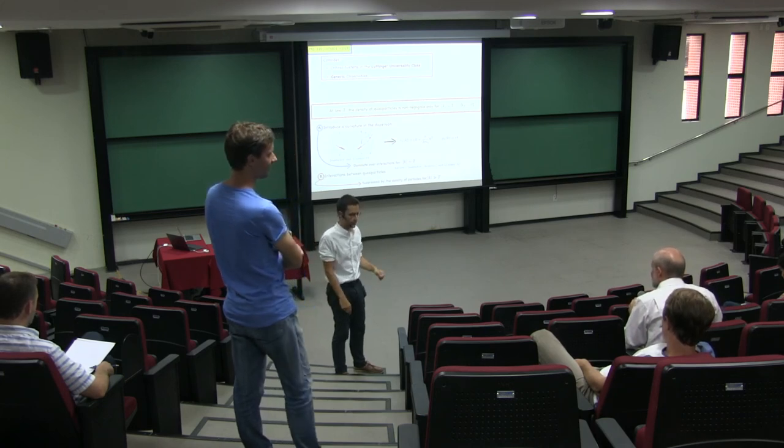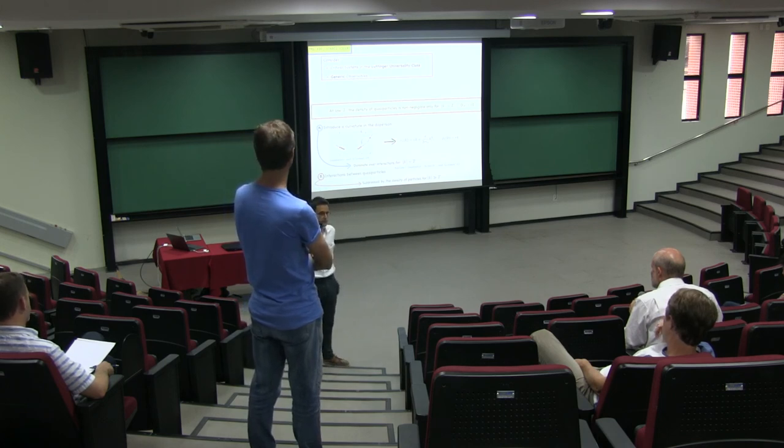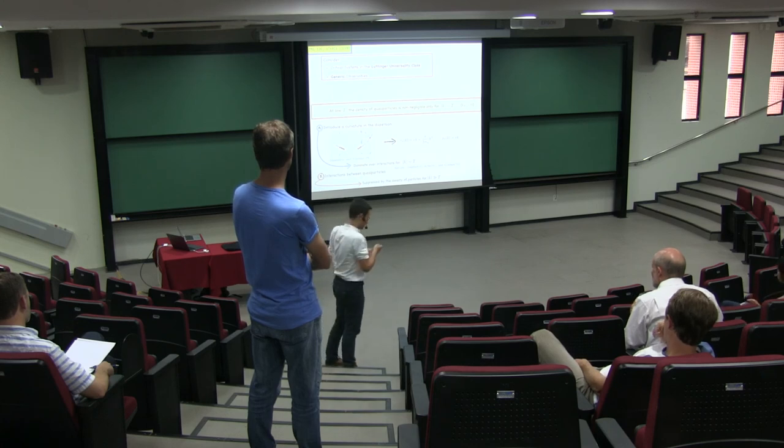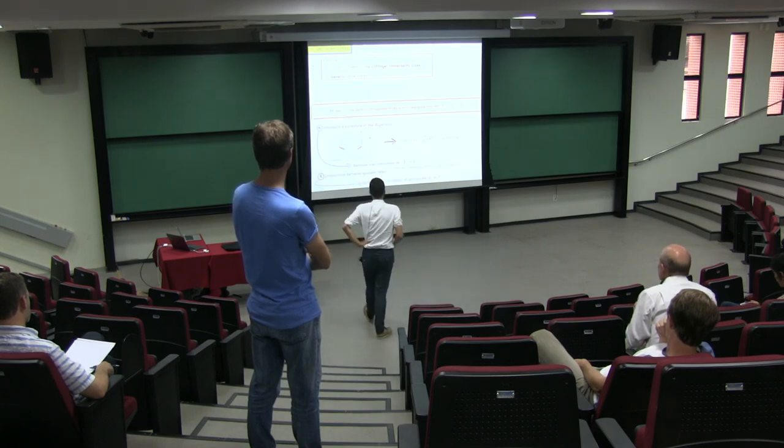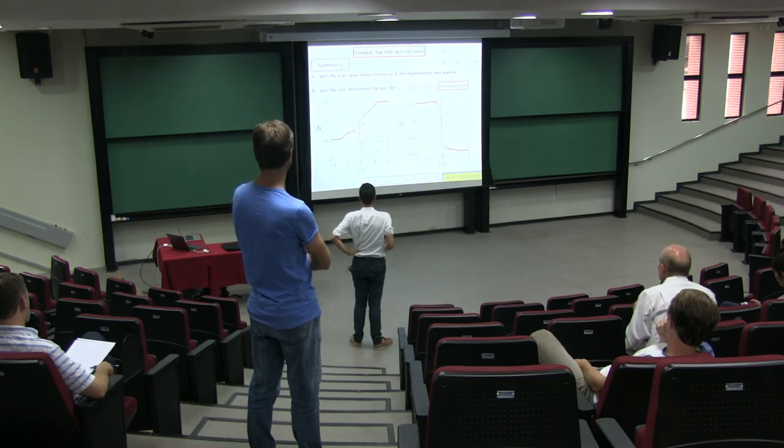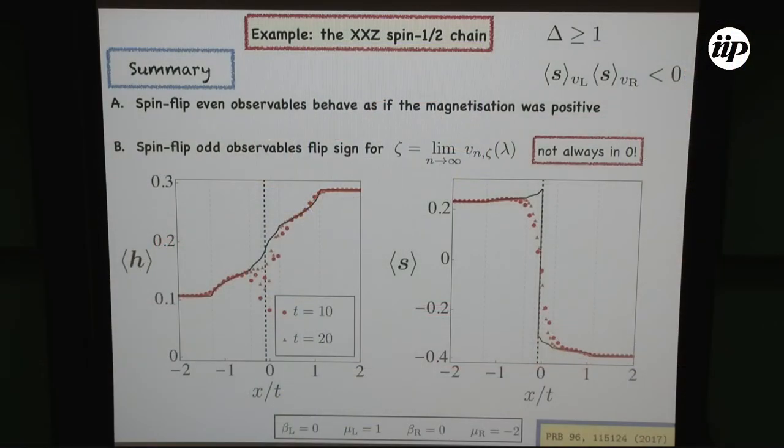No, I actually don't remember, but I think the agreement is very similar to what I was showing you. Okay, maybe we look again at that. Here, I wouldn't complain about this agreement. This is time 10 and 20, and you see the symbols are approaching the curve. What I mean is, if you started with a left domain with positive magnetization and a right domain with zero, I think it will look similar to that. Just on this side it will be zero, and I will not need to insert my sign now. But still not so good.